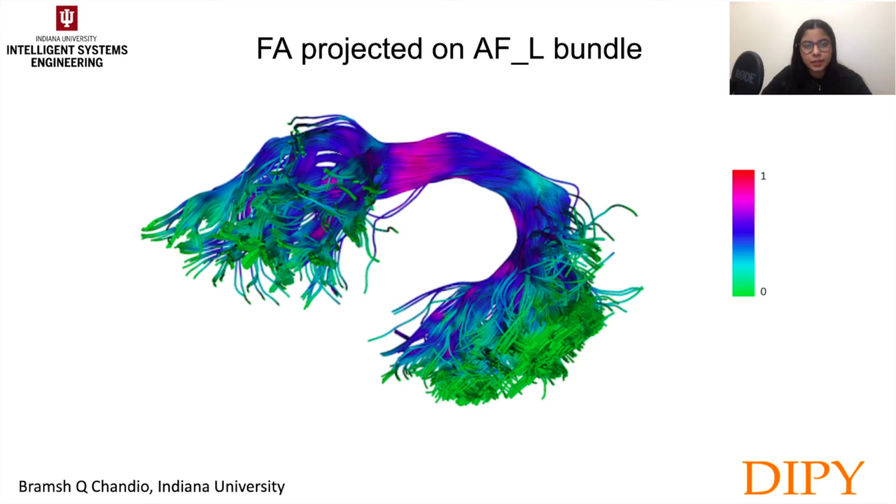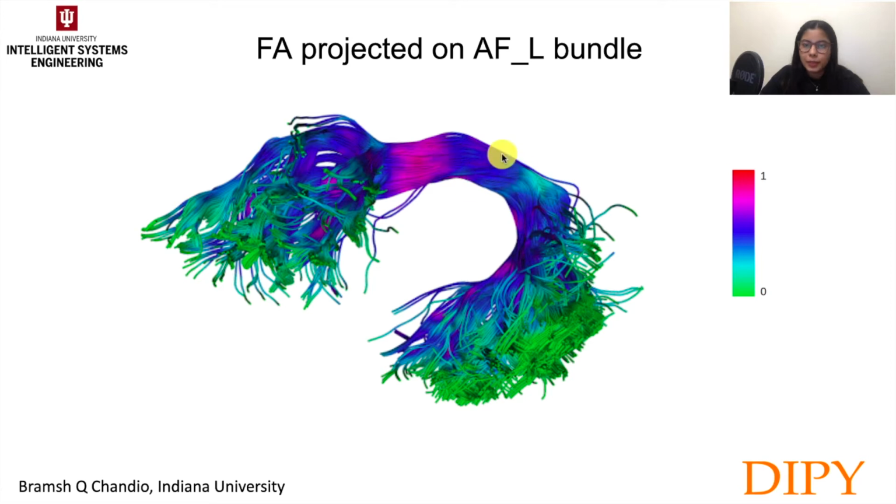This is an example of the arcuate fasciculus left bundle in native space, with FA projected on the bundle. Here we can see the legend, where green means fractional anisotropy near 0 and red means almost 1. Here we can see how the fractional anisotropy varies across the length of the tract.